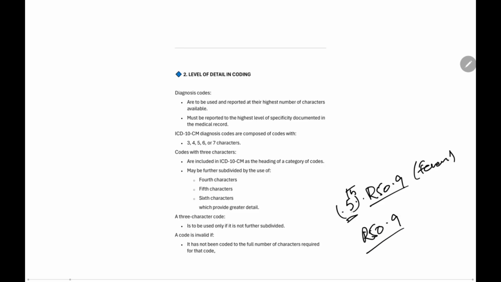So when it is saying fifth character, there is something happening, something associated with this fever, that qualifies the fifth character. If you are not giving that, then it will be invalid. So this code now is invalid. Why? Because there is no fifth character here. So this is how you will understand the level of detail in the coding. Okay. So including the seventh character if applicable. Yesterday we discussed this. If applicable, you need to add the seventh character within all the codes, right?